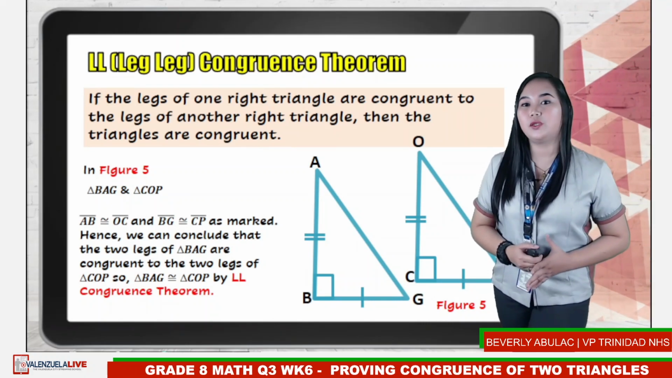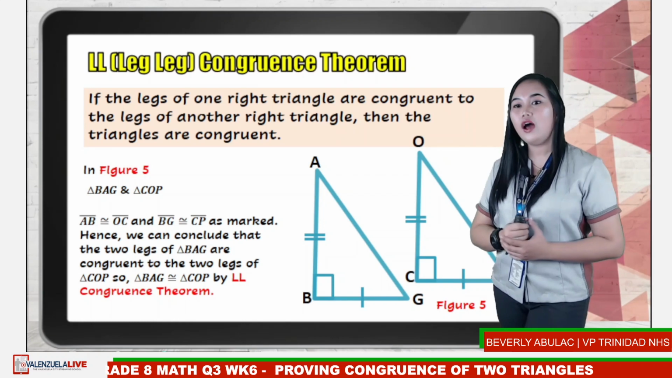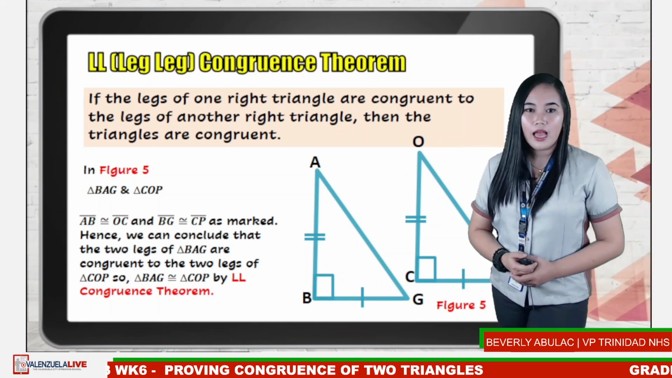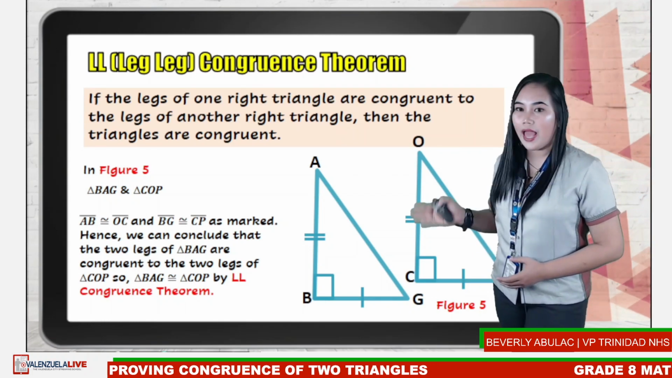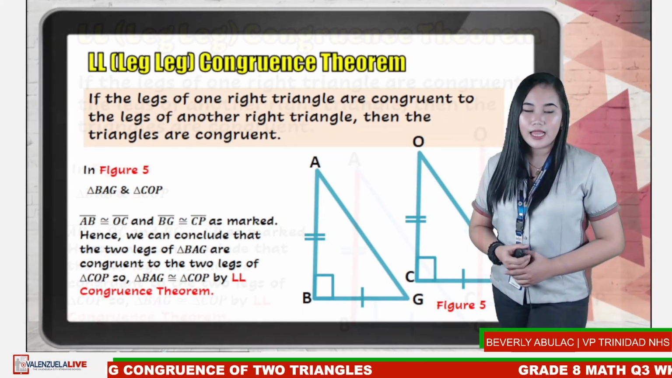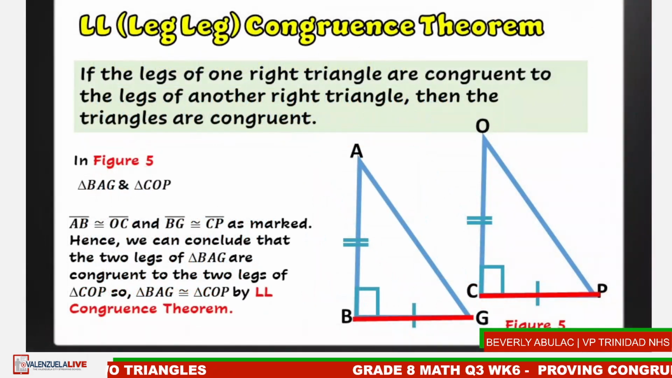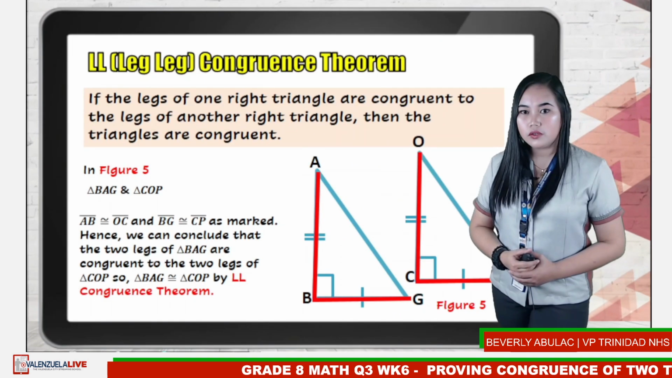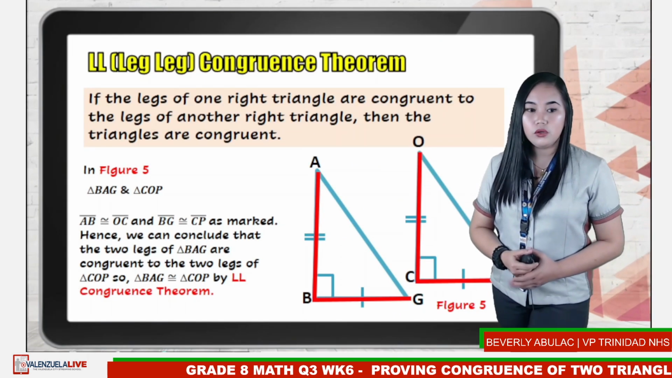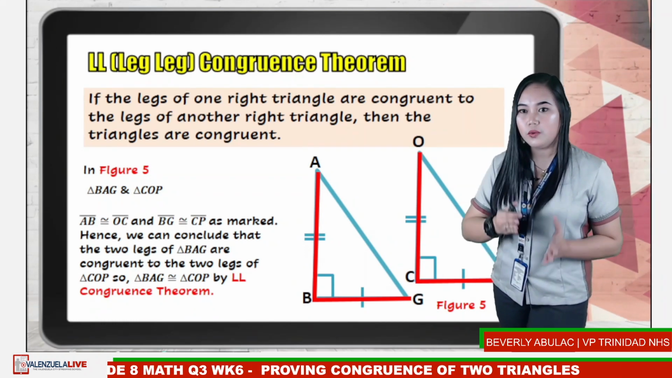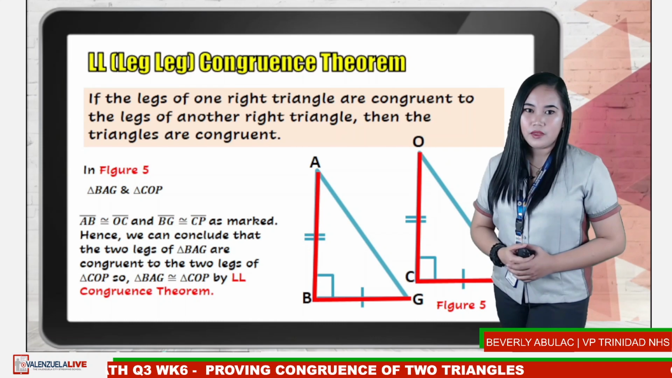If the legs of one right triangle are congruent to the legs of another right triangle, then the triangles are congruent. In the right triangles in figure 5 at the right, segment AB and segment OC are the longer legs, while segment BG and segment CP are the shorter legs of the two triangles. Segment AB is congruent to segment OC, and segment BG is congruent to segment CP, as marked.